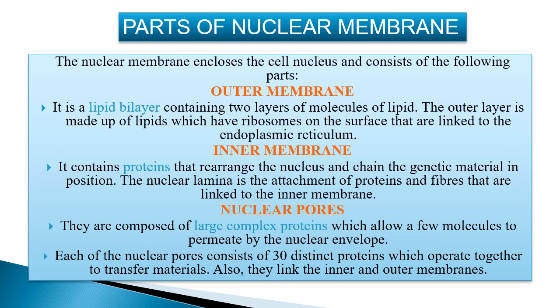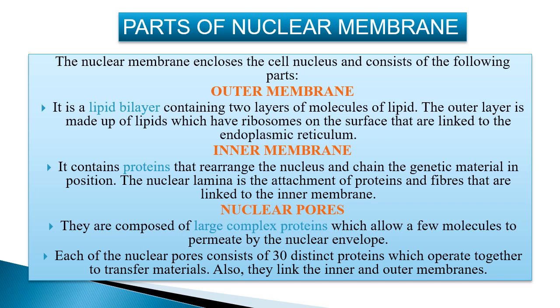Now, the parts of the nuclear membrane. The nuclear membrane encloses the cell nucleus and consists of an outer membrane, an inner membrane, and nuclear pores. Each membrane is composed of phospholipids arranged in a bilayer. This means that the entire nuclear membrane has 4 rows of phospholipids.